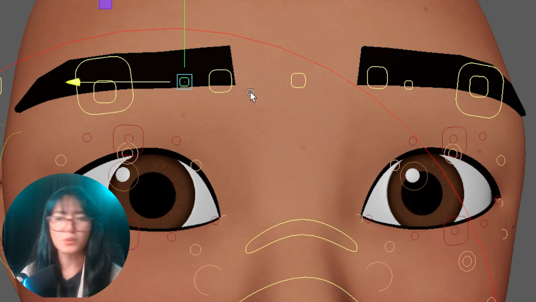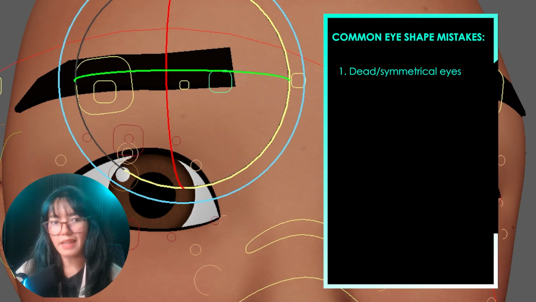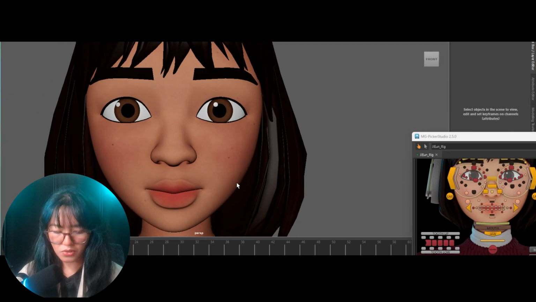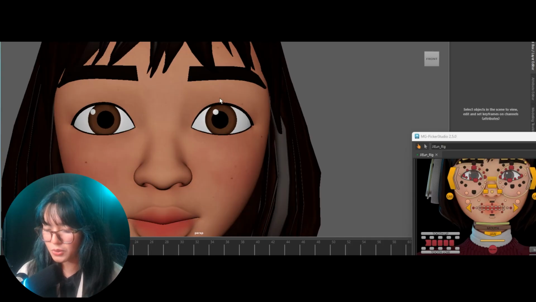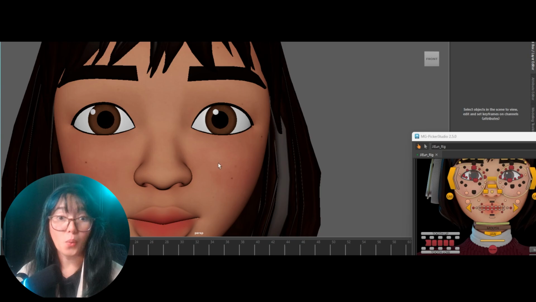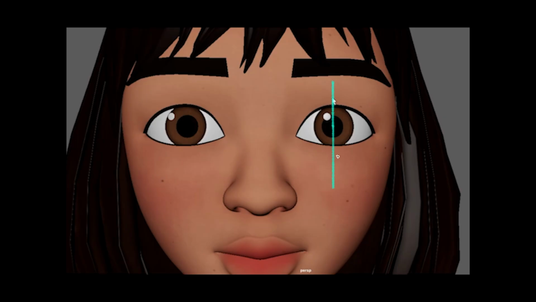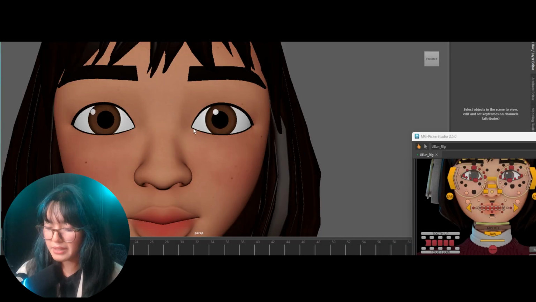So the very first one, and the very obvious one, is dead and symmetrical eyes. As we are seeing in here, everything is just straight on to the center. Pay attention to the default position of the eyes when the model comes to you. Look at where the iris and the pupil are set on the sclera. A lot of the free rigs or rigs that you can purchase online, when they're modeled, everything is modeled at the center. So that includes the position of the iris and the pupil. Pay attention to the distance between the center of the pupil and the very corners of the eyes and see if that looks very, very symmetrical.